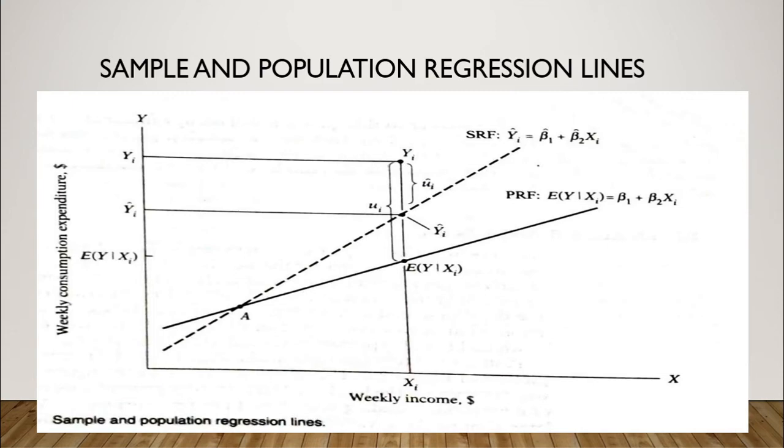The expected value of Y given Xi, the conditional expectation of Y, is in the population regression function, and as we have already seen, Yi hat is the estimated value of Y on the basis of information provided by the sample, and it lies on the sample regression function. The difference between Yi and the expected value of Y given Xi, that is, the deviation of the actual observation of Y from the conditional expectation of Y, is denoted by ui. So ui is equal to Yi minus the expected value of Y given Xi. The estimated value of Y on the basis of the sample regression function is denoted by Yi hat. The difference between Yi, the actual observation of Y, and the estimated value Yi hat is denoted by ui hat.